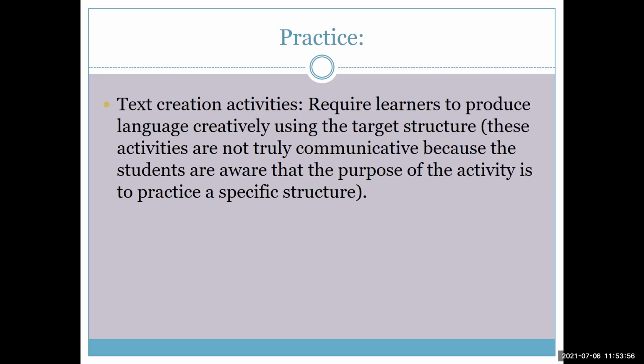Next practice activity, text creation activities. These require learners to produce language creatively using the target structure. These activities are not truly communicative because the students are aware that the purpose of the activity is to practice a specific structure.